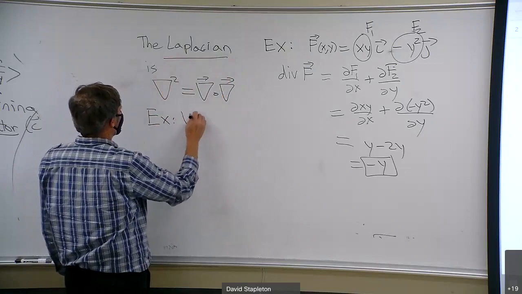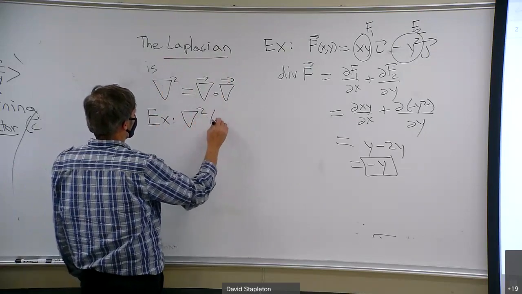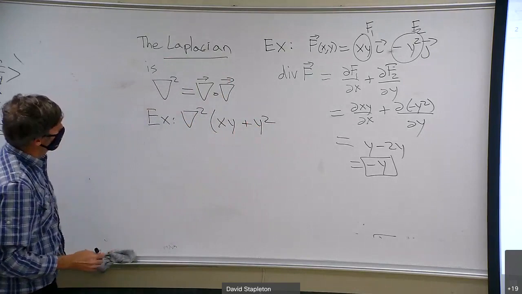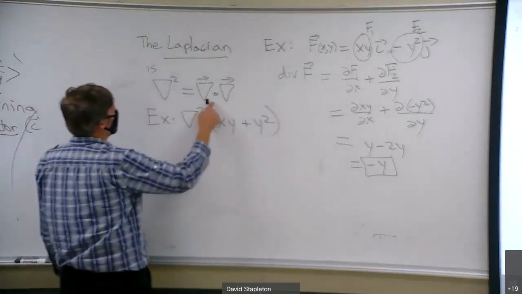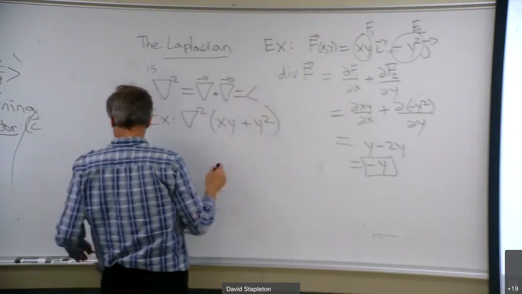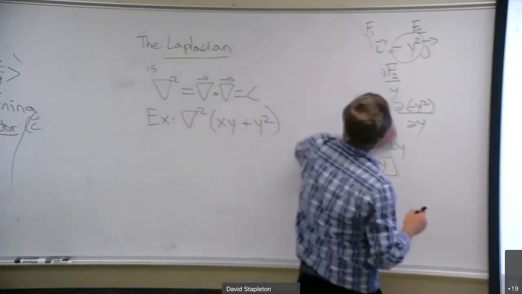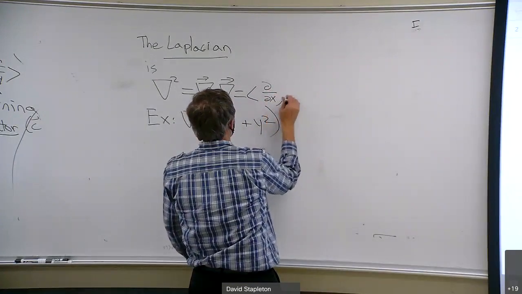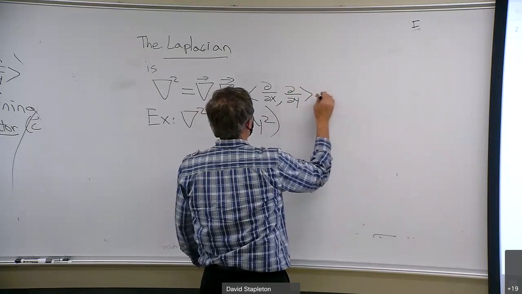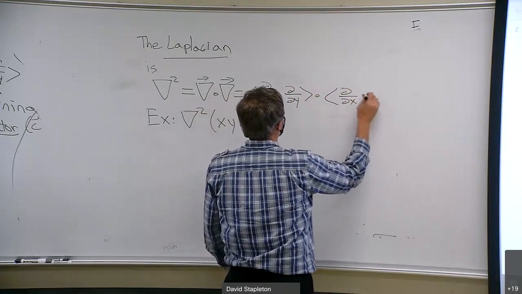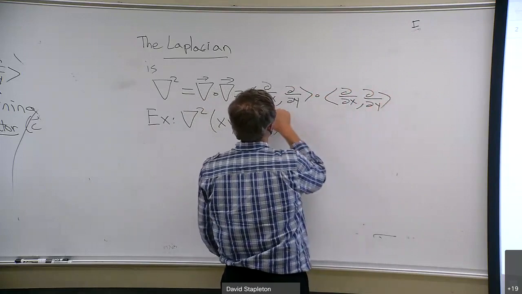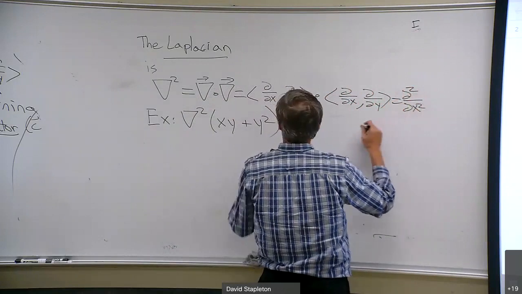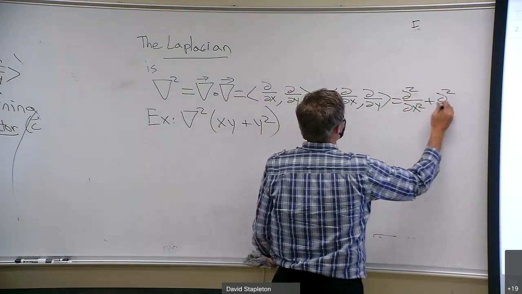Suppose I take del squared of the function xy plus y squared. Something similar to that last one. What do I get? Well, del dot del means you just take the gradient operator, d/dx, d/dy, dot with the gradient operator d/dx, d/dy. And what do you get if you dot product? You get this one with this one, d squared/dx squared, and then plus this one with this one, d squared/dy squared.